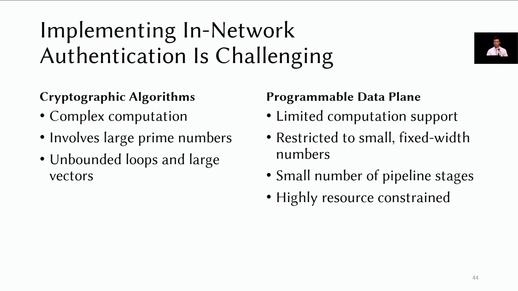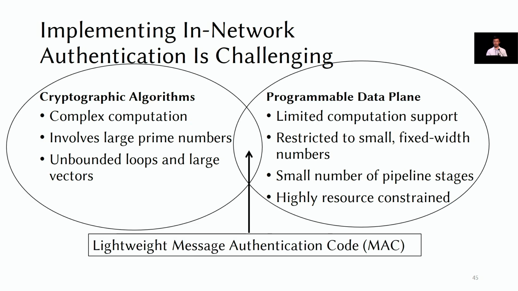Authentication can solve our problem, and the next question is how to implement it in the network. Implementing authentication requires cryptographic algorithms, which may contain complex computation, involve large prime numbers, and have unbounded loops and large vectors. It's hard for a programmable data plane to deal with this due to hardware limitations. So to make the cryptography feasible on a programmable switch, we choose to deploy a lightweight message authentication code, or MAC.